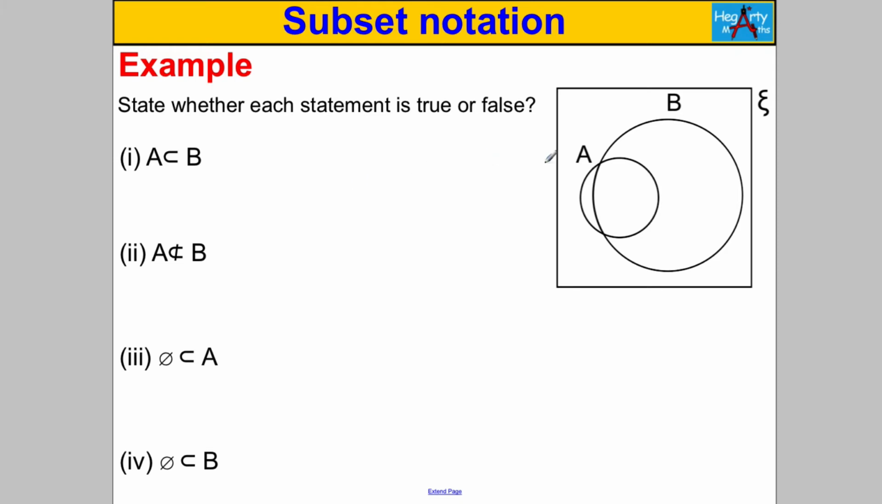So is A a subset of B? Well, A is less than B, so you might think it is, but A is not entirely contained within B, so this is a false statement. To be a subset, you must be entirely contained within another set. So therefore, the next statement must be true. A is not a proper subset of B, so that statement must be true.